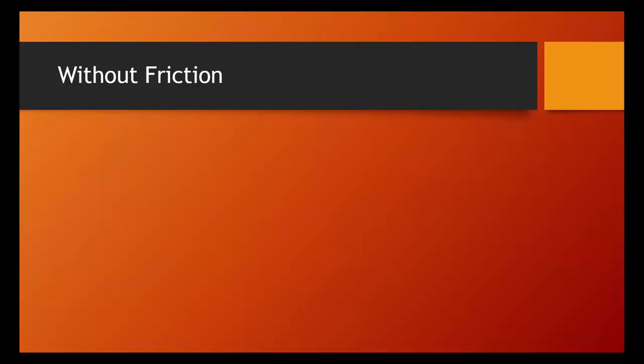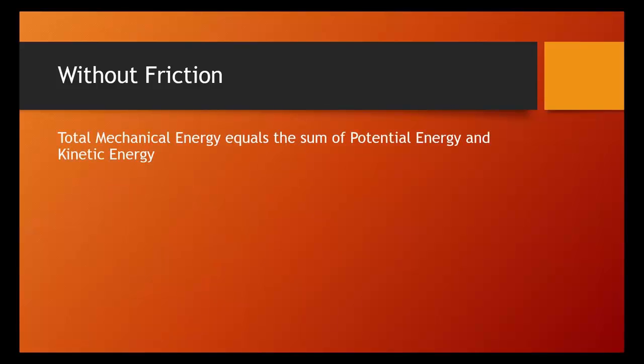First, we'll take a look at conservation of energy without including friction. It'll be a little bit easier this way. So, without friction, we can say that the total mechanical energy of an object equals the sum of the potential energy and the kinetic energy. We can write this as ET equals PE plus KE. And remember, the total energy always remains constant.